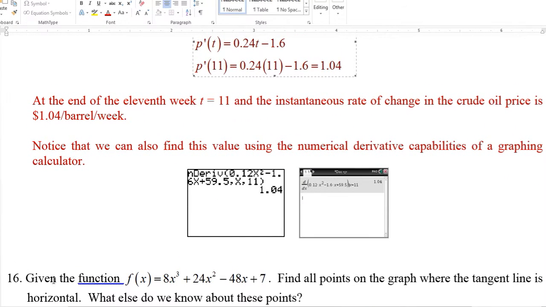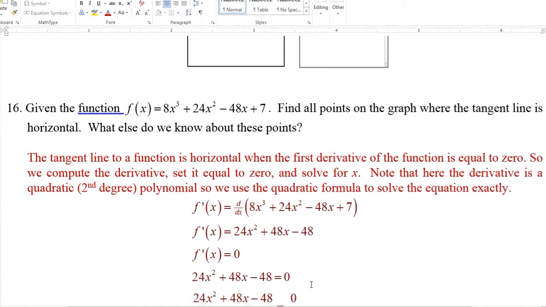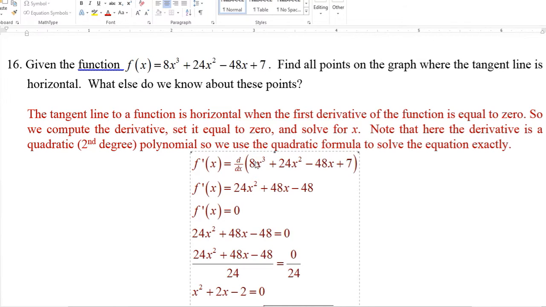Try another one. Given the function f of x equals 8x cubed plus 24x squared minus 48x plus 7, find all the points on the graph where the tangent line is horizontal. What else do we know about these points? Well, the tangent line is going to be horizontal when the tangent line has a slope of 0. The slope of the tangent line is the derivative, so what we need to do is find the derivative and set it equal to 0. So once again, this is just a polynomial, so it's not too hard.